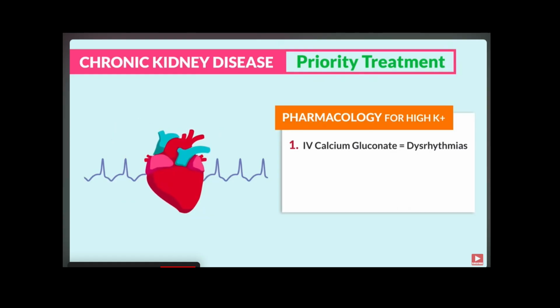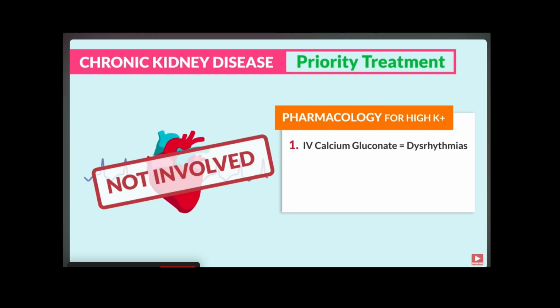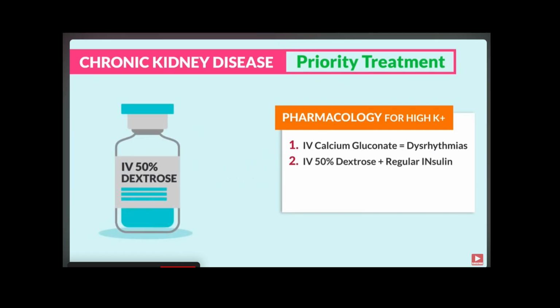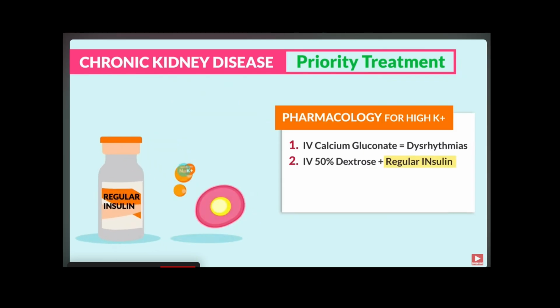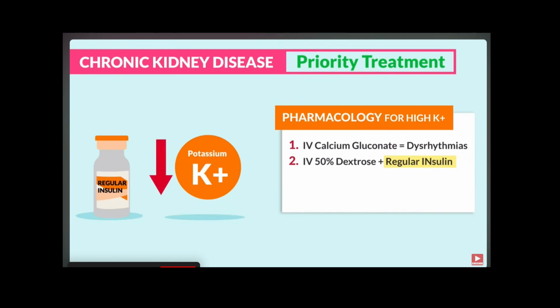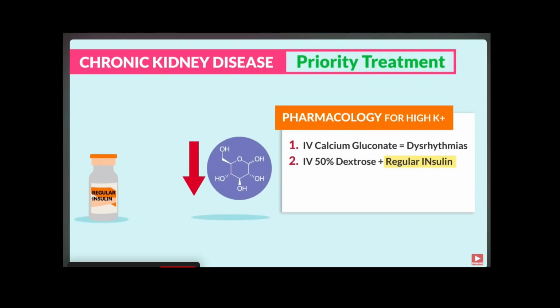Now, if the key term of dysrhythmias is not involved in the question, then we progress to number 2, which is IV 50% dextrose and regular insulin. This helps to lower the potassium. So just think, insulin puts sugar and potassium into the cell, out of the blood and into the cell, which lowers blood serum potassium. Most effective way to lower blood potassium very quickly. But insulin also lowers blood glucose, basically that blood sugar. So that's why we also give dextrose to help prevent that low blood sugar, that hypoglycemia.